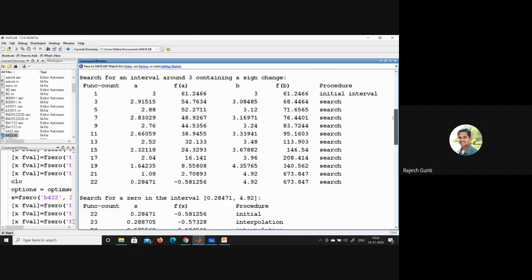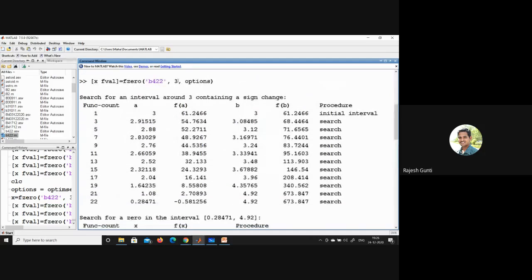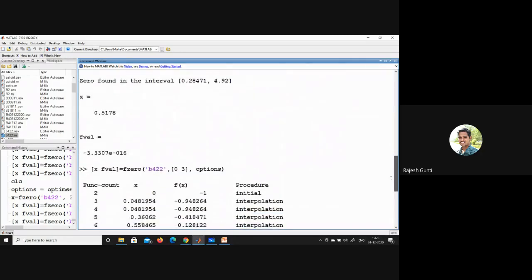So this procedure is not necessary. Here, if we give an initial value, it tries to find a closed interval in such a way that f of a and f of b are of opposite sign. So if you mention a closed interval, it directly starts finding the root value.